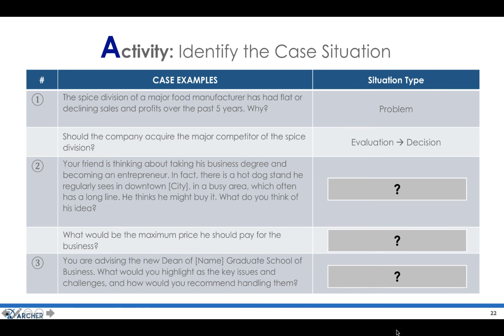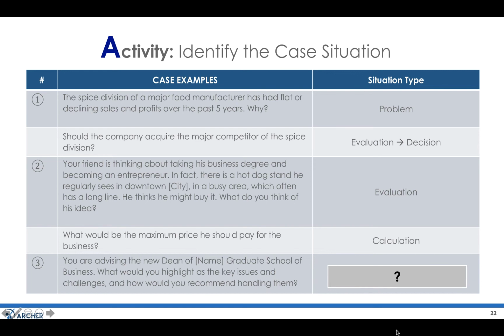In the second scenario, then, your friend that's thinking about buying the hot dog stand. The first question is, what do you think of that idea? That might require an evaluation. You'd want the pros and the cons. If you're asked what would be the maximum price he should pay for the business, that might be a calculation which fits under the category of an analysis. You're going to do some type of valuation.